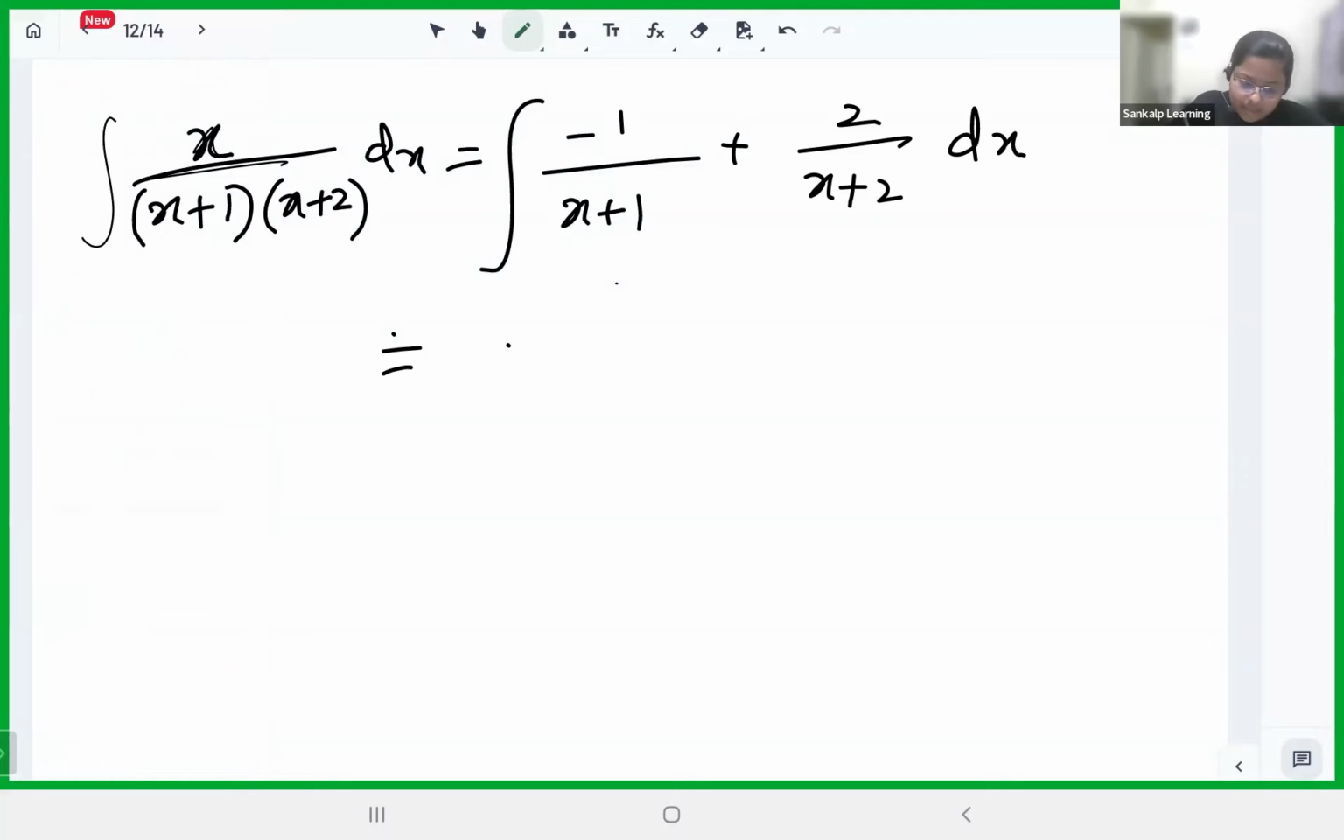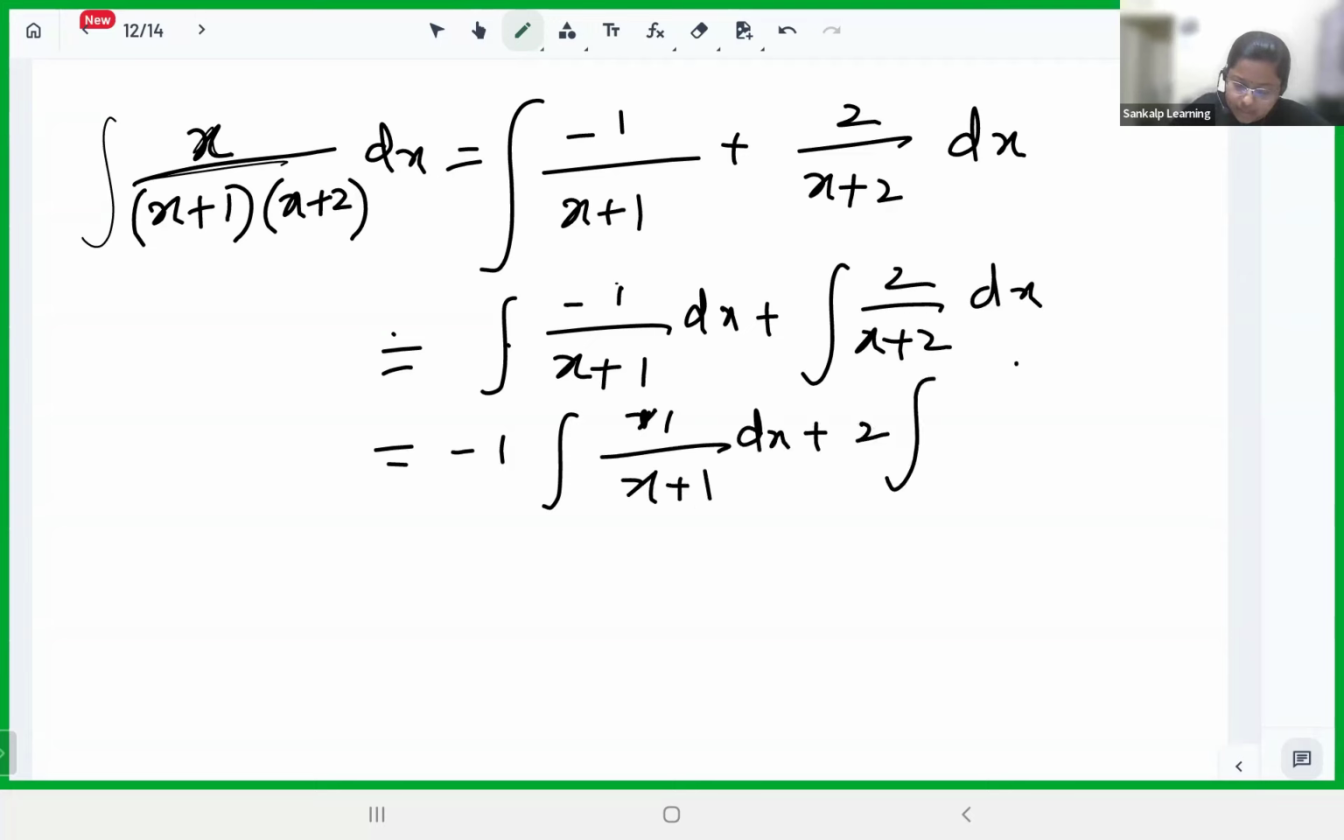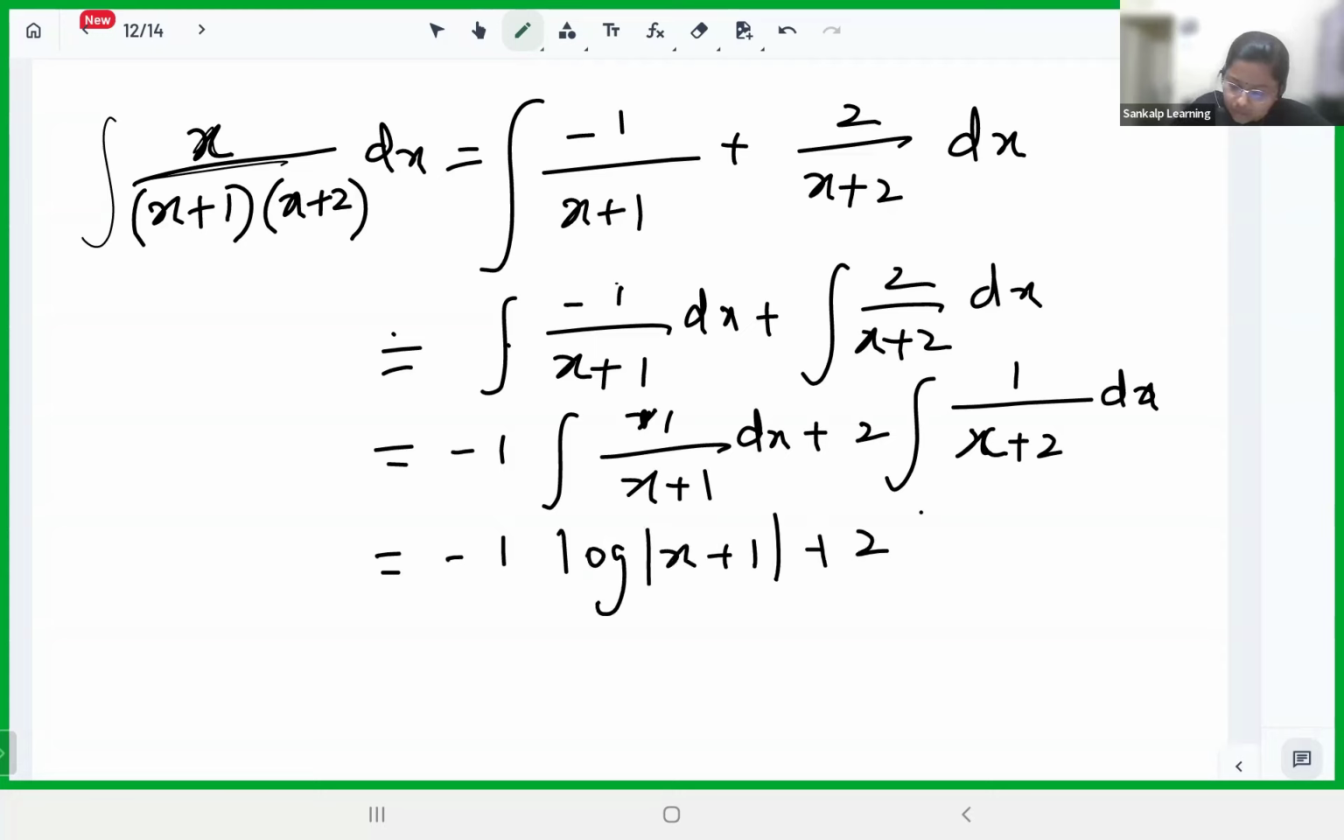Now if you split and find the integral, what happens? This is integral minus 1 by x plus 1 dx plus integral 2 by x plus 2 into dx, right? So if you take this minus 1 outside, this is integral 1 by x plus 1 dx plus 2 into integral 1 by x plus 2 dx. Okay, so this is equal to minus 1 into log mod x plus 1 plus 2 into log mod x plus 2 plus c.